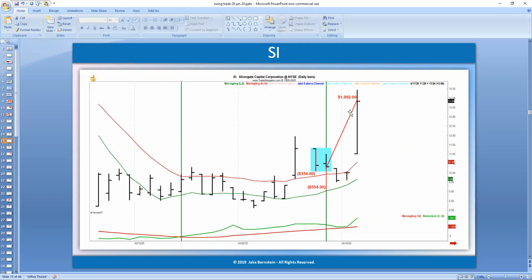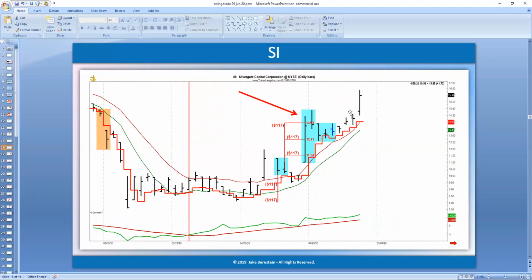The good news is there's always going to be another trade. In fact, the better news is there's always going to be a lot of trades. So here's that Silvergate again. Let's talk about it in detail. Silvergate. Let's assume that you took the aggressive approach. Buy setup, buy trigger. You bought at the end of this day or the beginning of the next day.